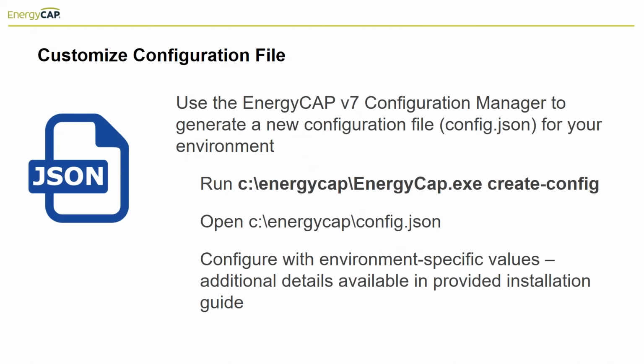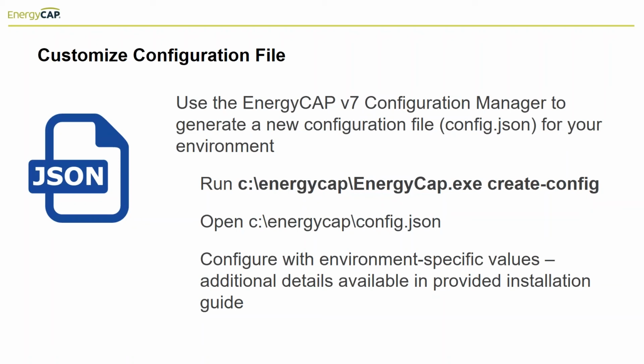To assist you with setting the proper configuration in EnergyCAP version 7, we've included a tool directly into the EnergyCAP executable to create a configuration file, essentially a blank or empty configuration file for you to fill in the details for your environment. So you'll use the EnergyCAP version 7 configuration manager to generate a new configuration file for your environment. From a command prompt, you just run wherever you have stored the EnergyCAP executable, you run that executable passing in the option for create-config.